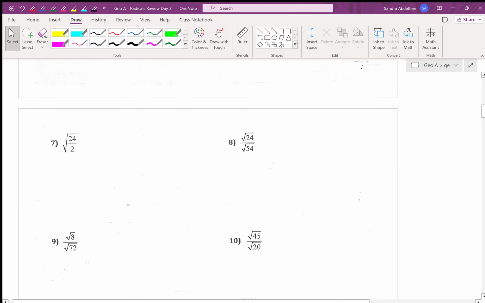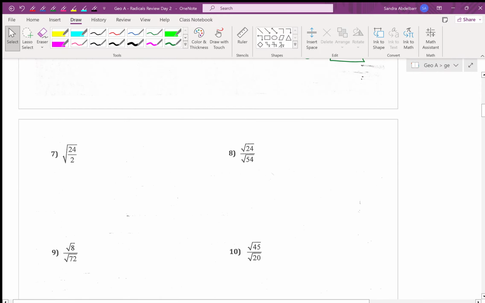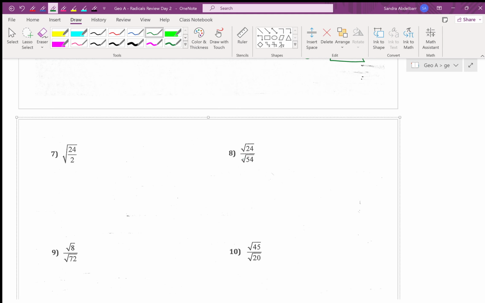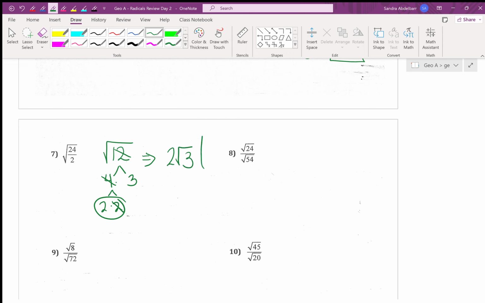All right, what are your thoughts on number 7? Where should we start here? What are your thoughts? Bridget? Good. Simplify the fraction. 24 divided by 2 is 12. So now we have the square root of 12. 12 is not a perfect square, but can we simplify the square root of 12? Absolutely. We're going to get 4 and 3, and then 4 becomes 2 and 2. So what is our simplified radical? 2 root 3.